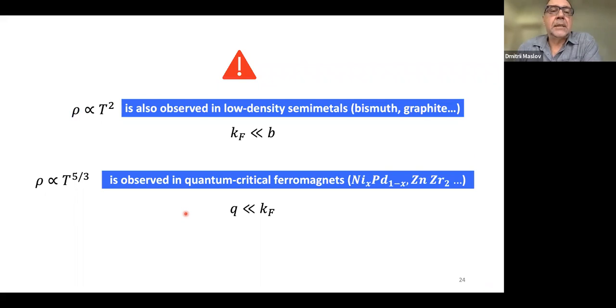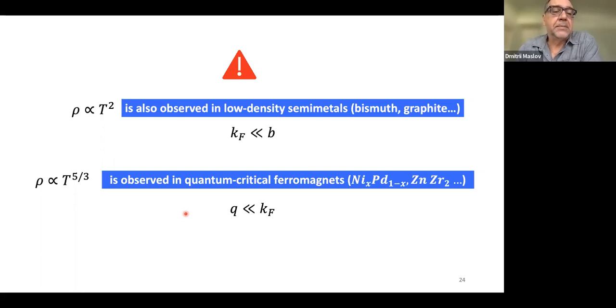The T squared resistivity is also observed in low density semi-metals such as bismuth, graphite, and antimony, and that violates the condition that the Fermi momentum has to be comparable to the lattice constant. It's actually much smaller than the size of the Brillouin zone.